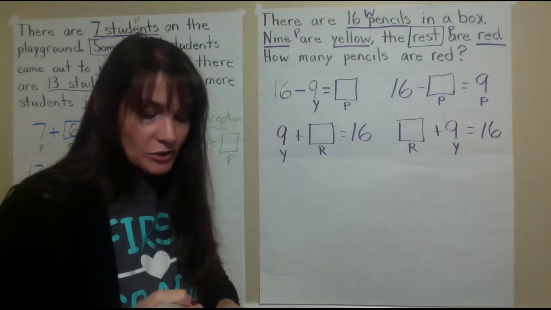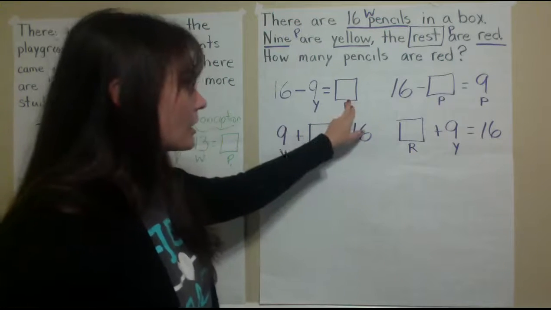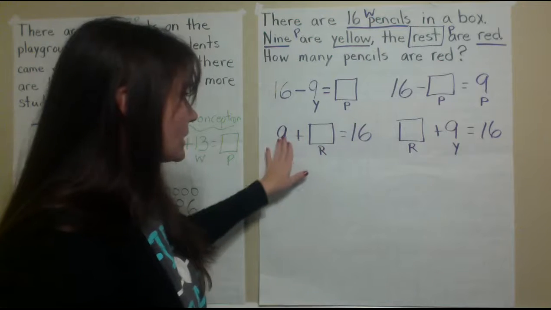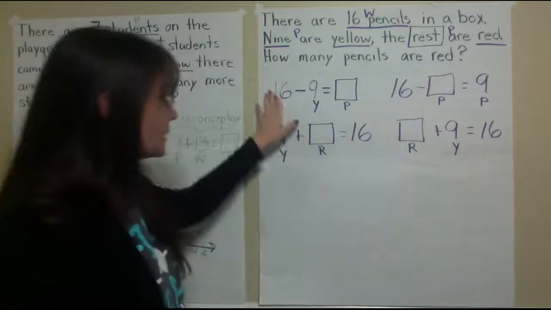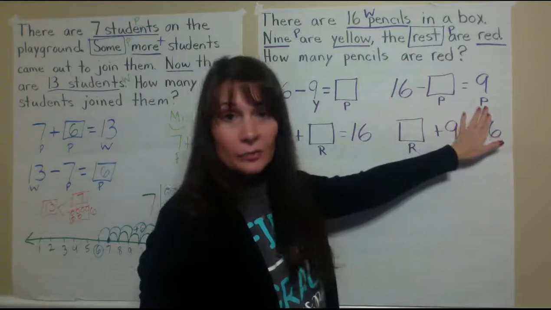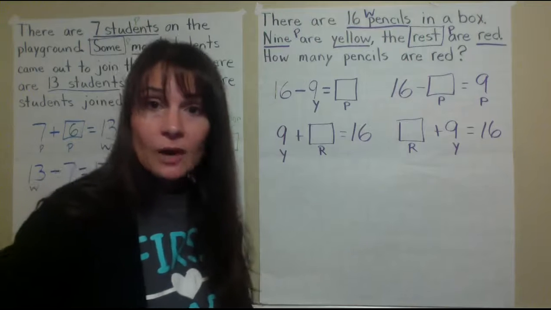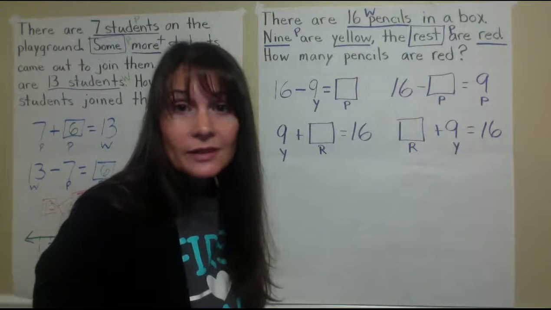All of those equations would work because this is our fact family. We put a box in the place of what we don't know. We know we can add our parts together to get our whole. We know that we can take our whole and minus a part to get the other part. On your paper, what kind of models could you use to help you solve this? When you're ready, hit play.